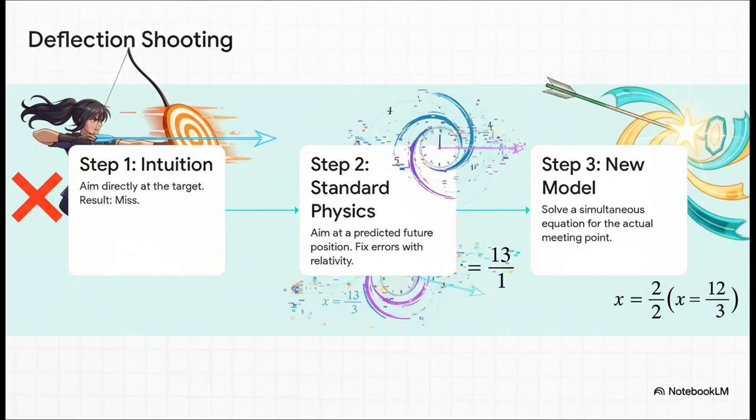This deflection shooting analogy from the source really makes it click. So, imagine shooting at a moving target. Step 1, you aim right at it. You're going to miss, obviously. Step 2 is what standard physics does. You aim where you predict the target will be. But the math gets a little weird and you have to invent things like time dilation to make it all work. The source argues we need a step 3. You solve a simple equation for where the projectile and the target actually meet in space and time. And when you do that, suddenly, no paradoxes, no fixes needed.